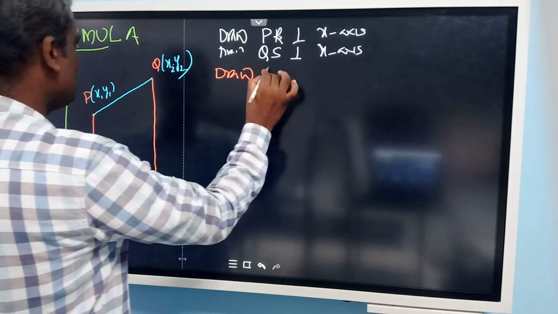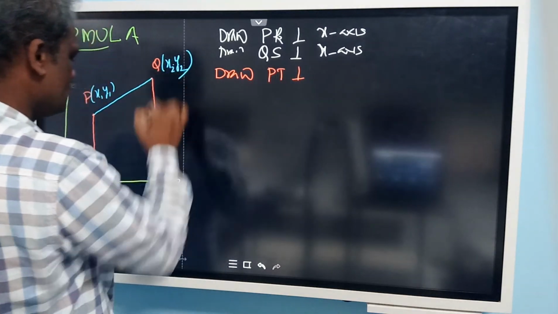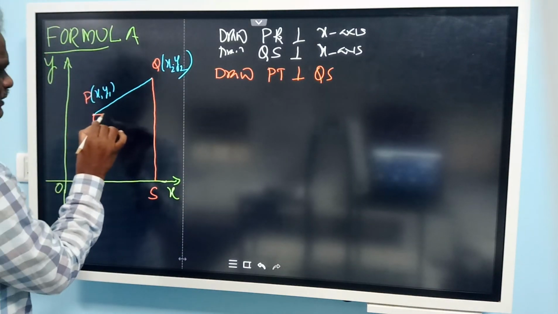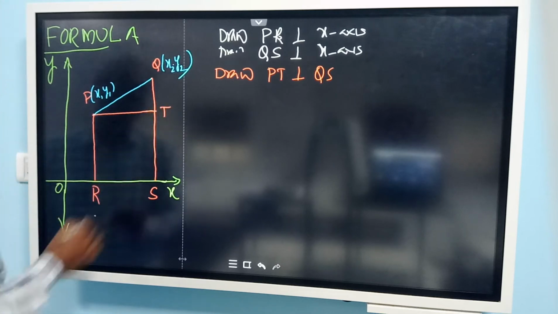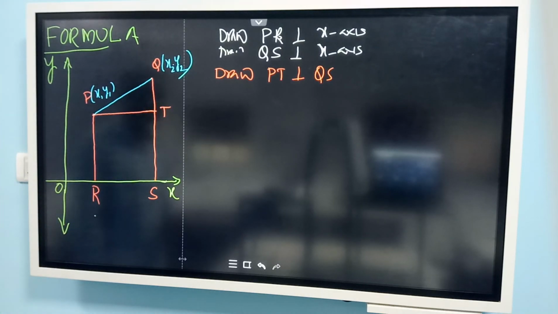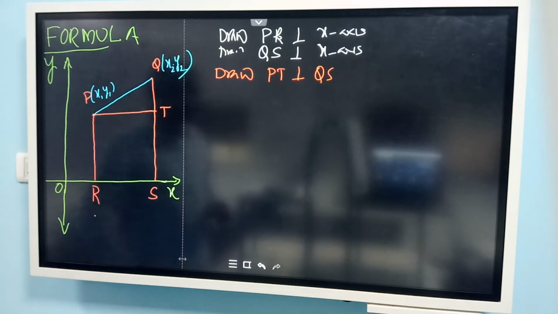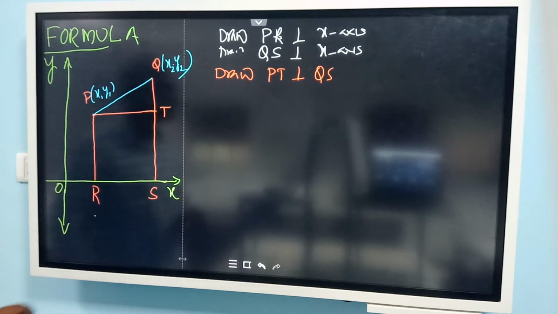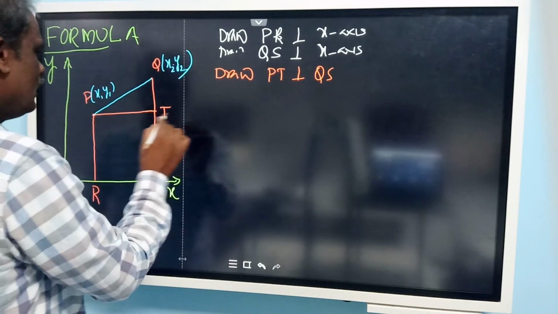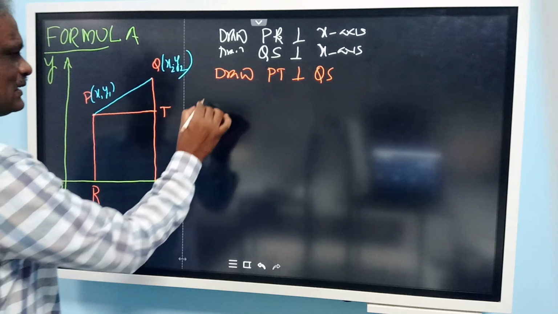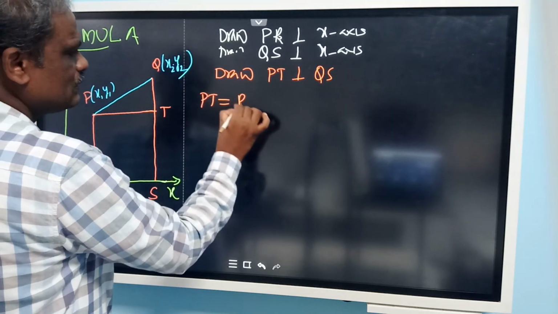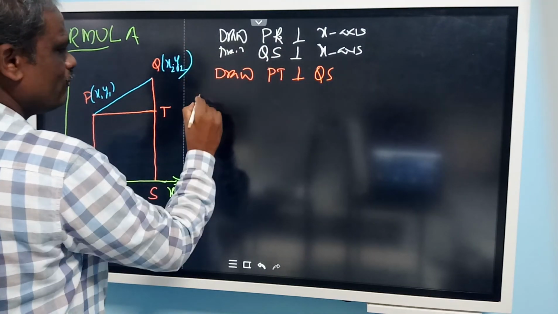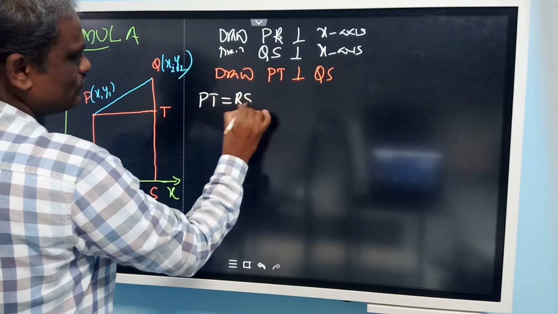Draw another one: I take PT perpendicular to QS. Let us join this one. We call this PT because we want a right angle triangle. Now I want to find the length PT and the length QT. How to find PT? PT is the same as RS. The distances PT and RS are the same.